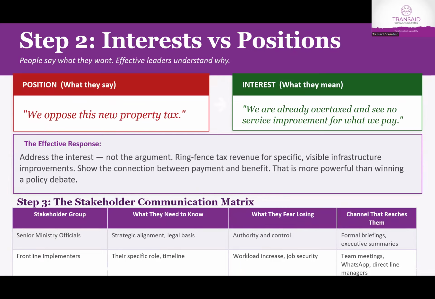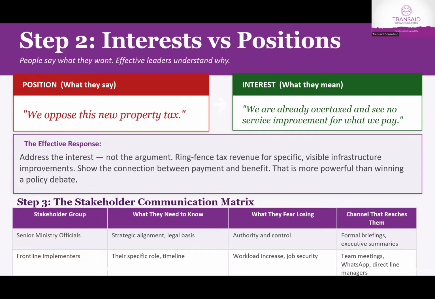So, for example, position, what they say: we oppose this new property tax. That's what they say. But what's their interest? What do they mean? Position is what they say. The interest is what they mean. They are saying, we are already overtaxed and we see no service improvement for what we pay for.